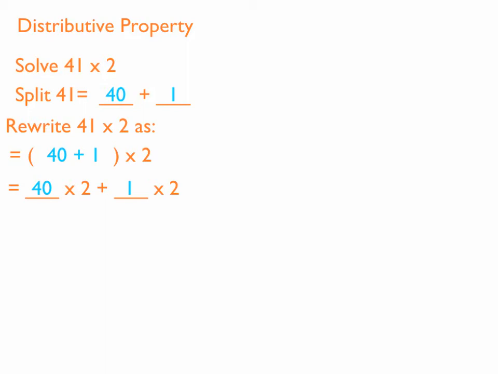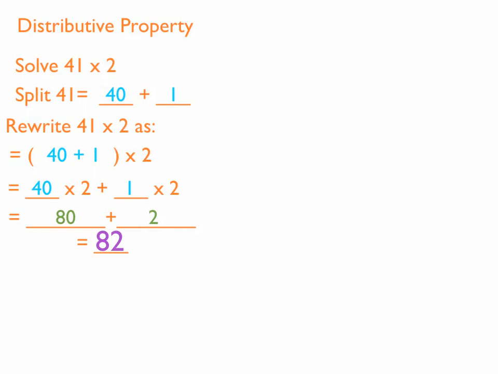The reason we do this is it makes the multiplication a little bit easier. Almost everyone knows 40 times 2, that's going to equal 80. 1 times 2, that's going to be 2. So my final answer is going to be 82. Now that's the distributive property.